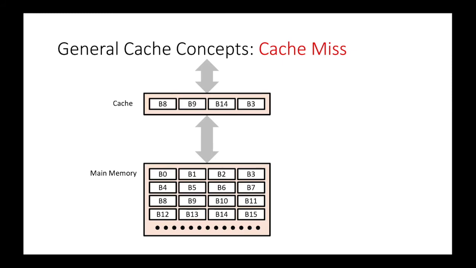As the new block 12 is being brought into the cache, we have to select a victim cache block, and the cache has a replacement policy to select the best victim candidate. Here's a simulation.